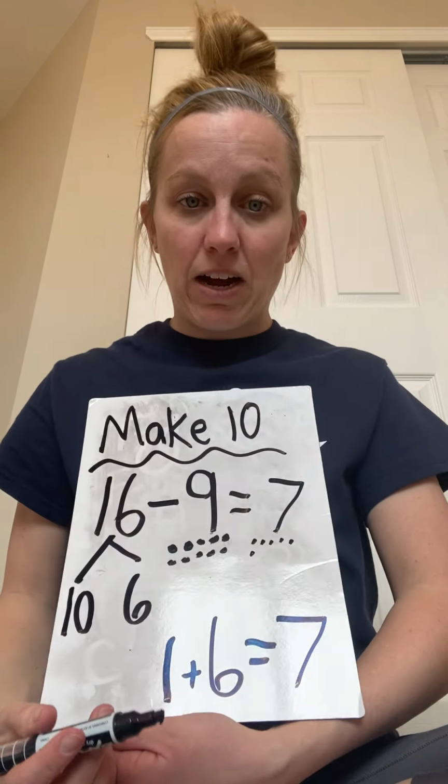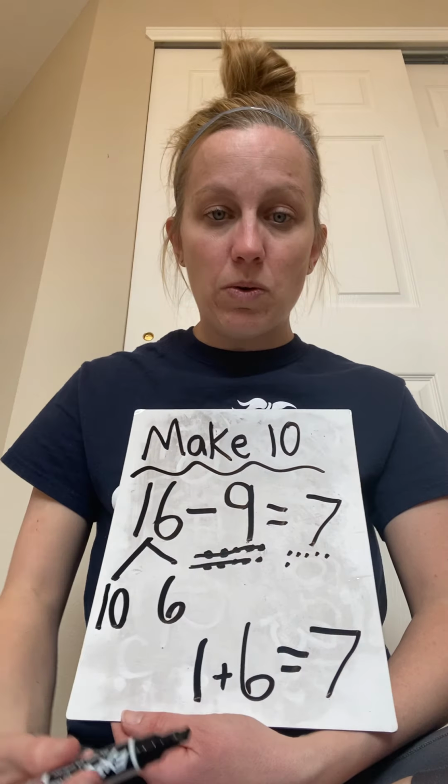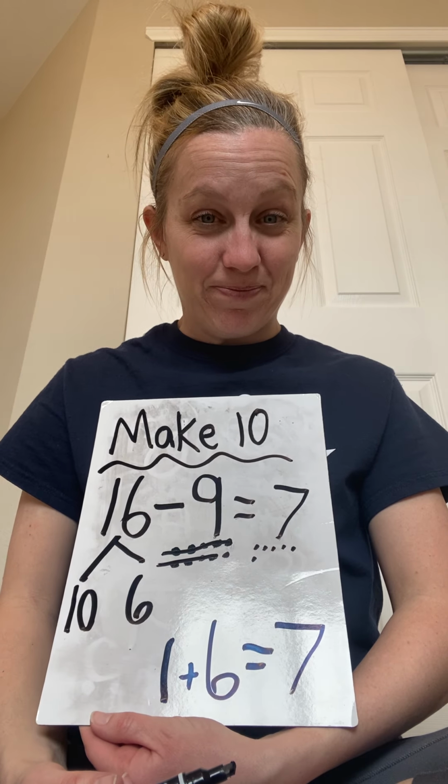For those of you who think that this piece is a little bit more difficult to do just in your mind, feel free to make 10, 6. 1, 2, 3, 4, 5, 6, 7, 8, 9, 10. 1, 2, 3, 4, 5, 6. I've got my drawing of 10, 6. I take 9 away. 1 and 6 equals 7.